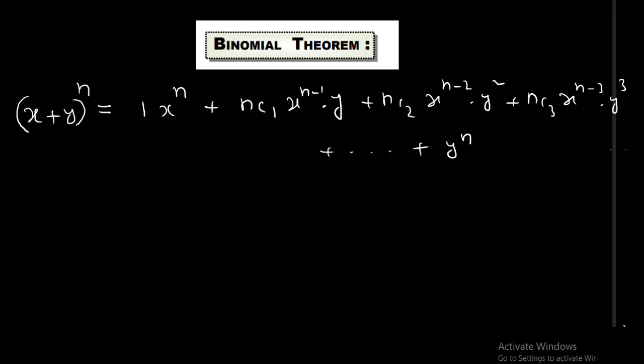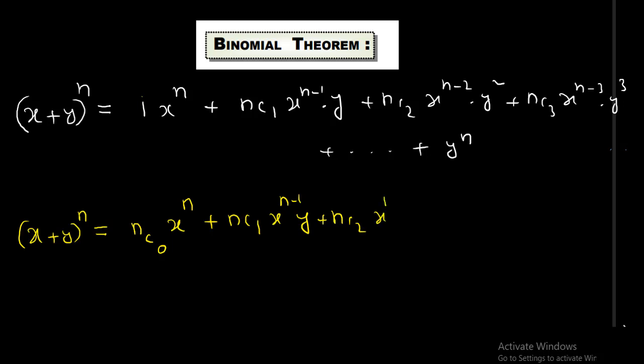Okay, but I want to rewrite it again. Final step: the expansion of x plus y whole power n can be remembered as follows. Instead of 1, I can write NC0, no problem. NC0 into x power n plus NC1 into x power n minus 1 into y plus NC2 into x power n minus 2 into y square, and so on, plus, instead of this 1, I write NCN. NCN or NC0 are both the same, but I want to write in order. That's NCN into y power n. This is the expansion of x plus y whole power n. You can remember it like this.